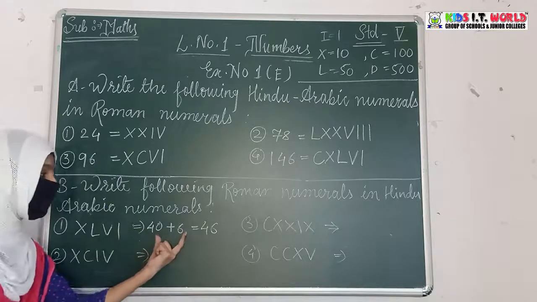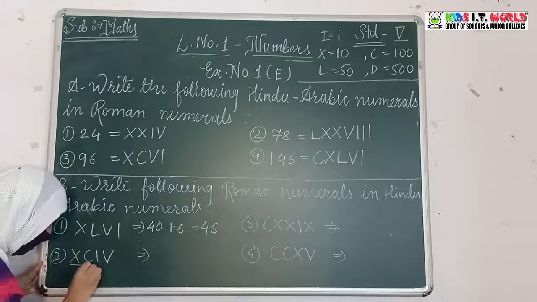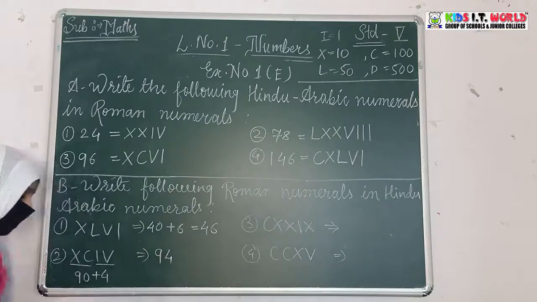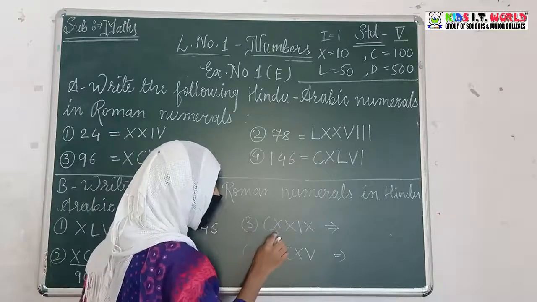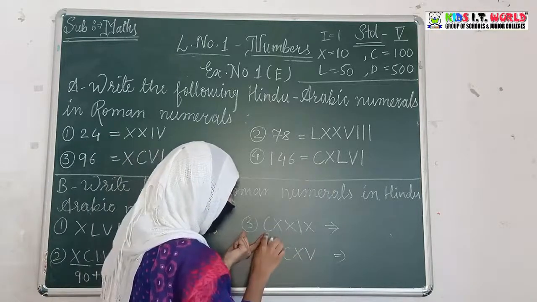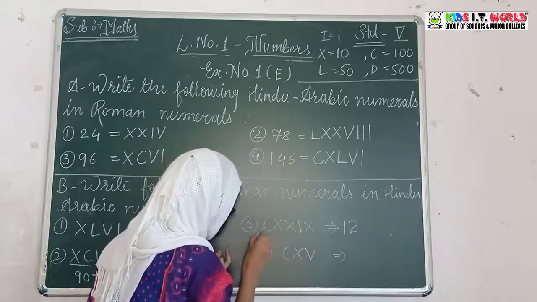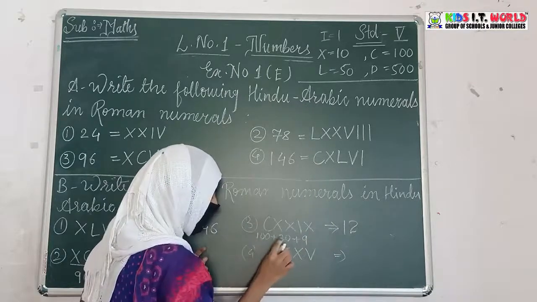Remember, for the examples I solved, you can directly write the value. This is XC, which means 90, and this is 4, so it's 94. Remember, students, I am writing this here for explanation only. You can just directly write the number. This is C double X. C is 100, so it is 100. Double X means 20. So 100 plus 20 plus 9 is 129.